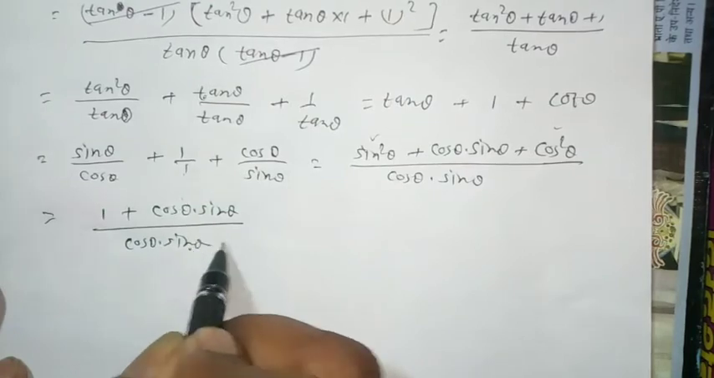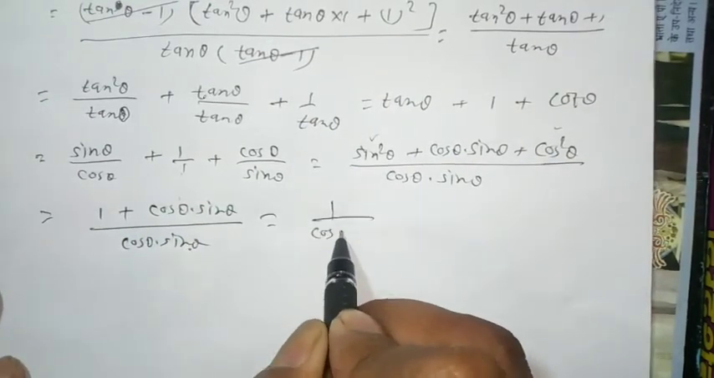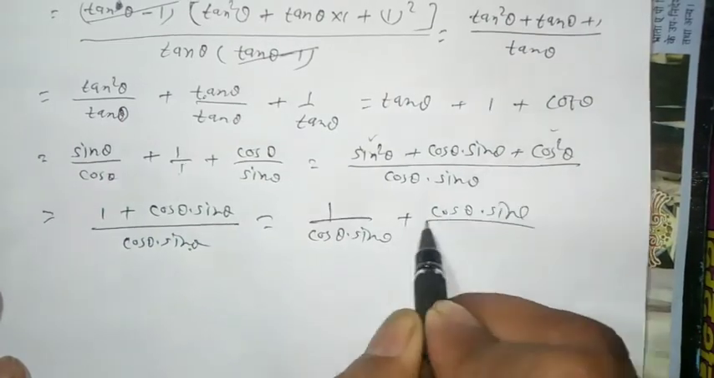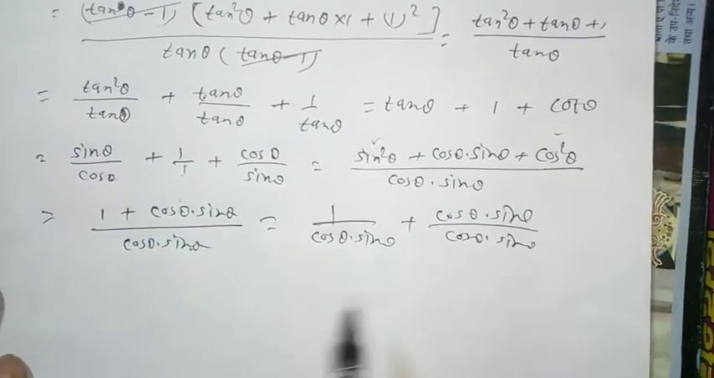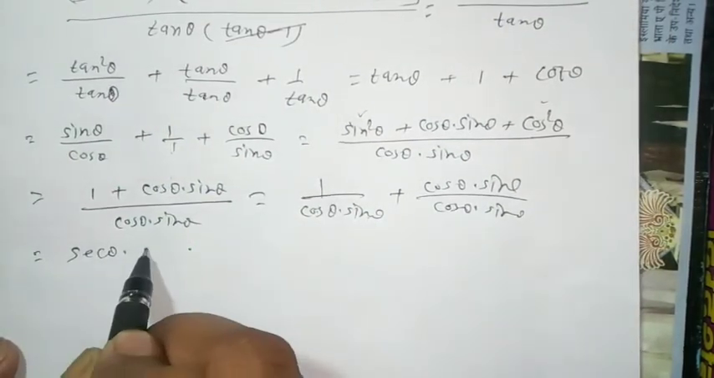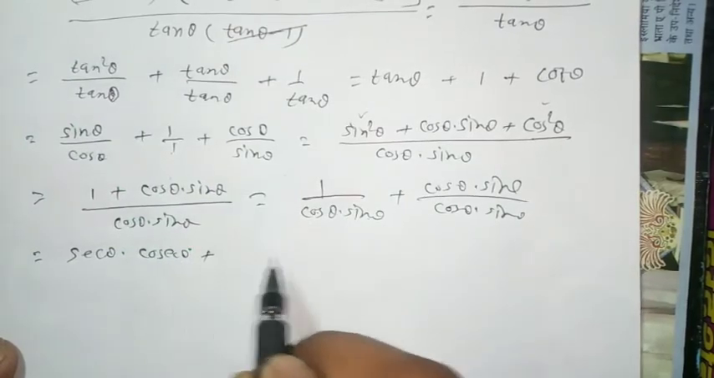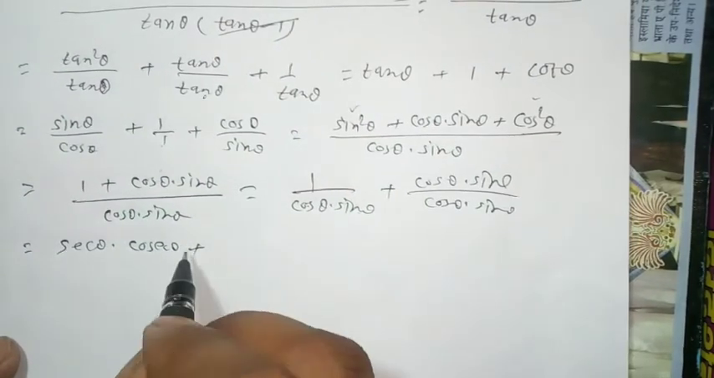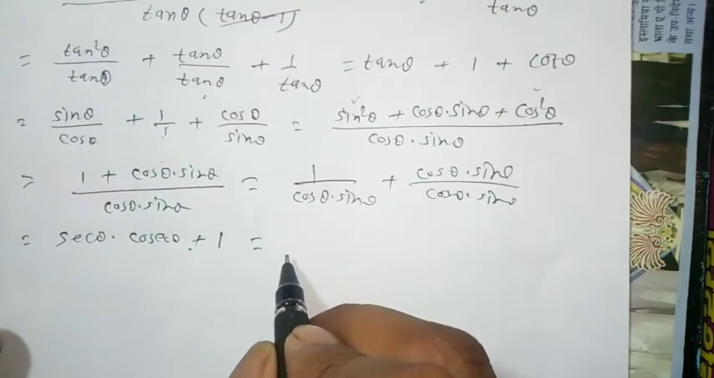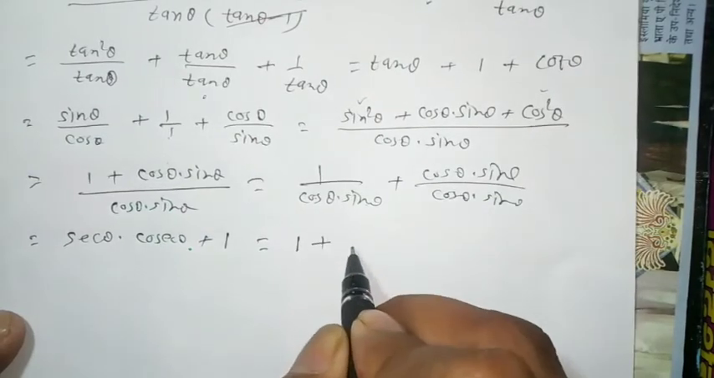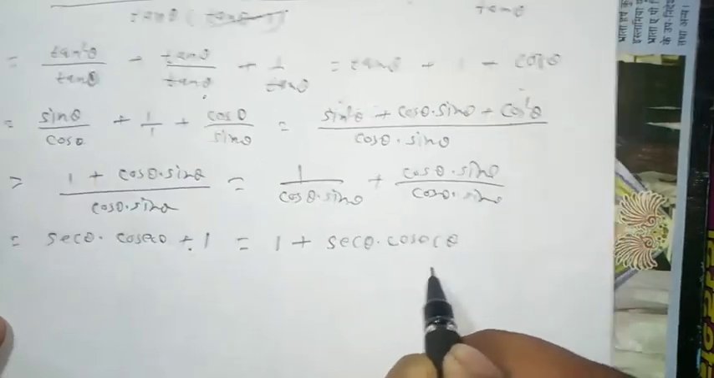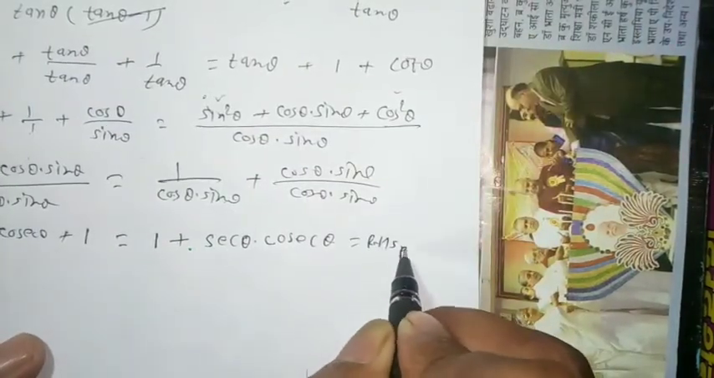So we get 1 plus cos theta into sin theta by cos theta into sin theta, which is equal to 1 by cos theta into sin theta plus cos theta into sin theta by cos theta into sin theta, which is equal to 1 by cos theta, sec theta, 1 by sin theta, cosec theta, plus 1. If I arrange them, then we get 1 plus sec theta into cosec theta, which is equal to RHS. Proved.